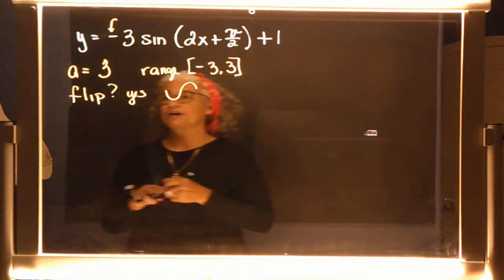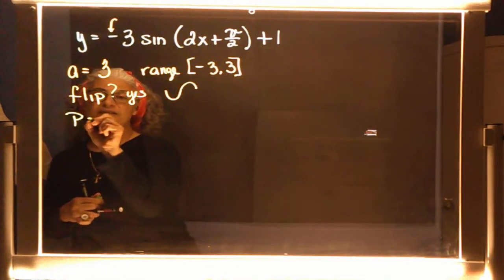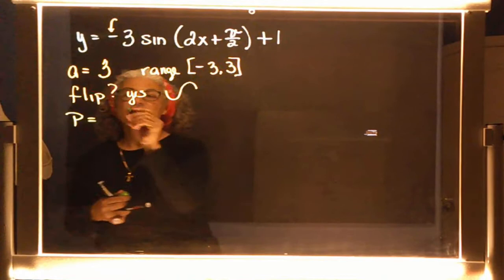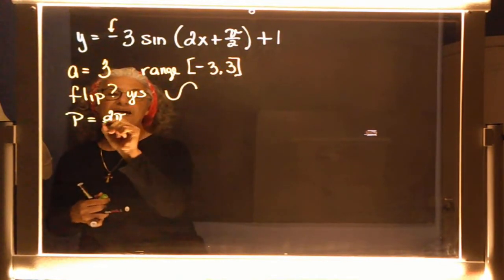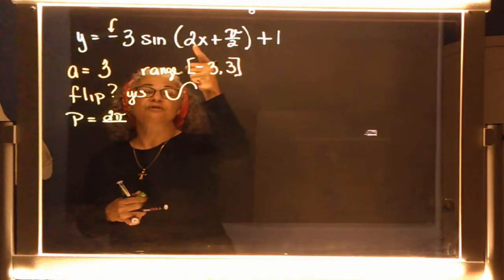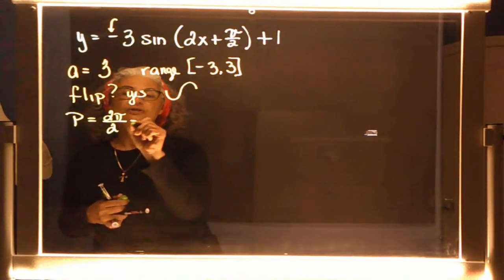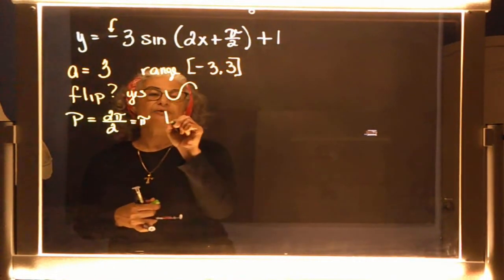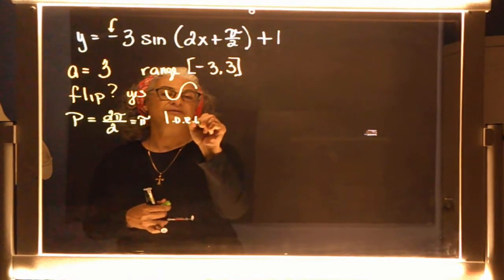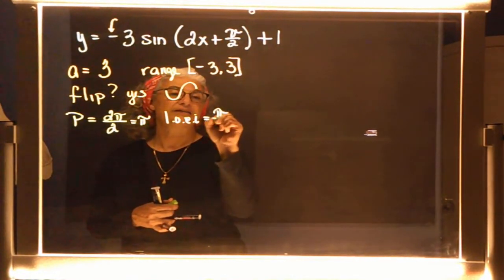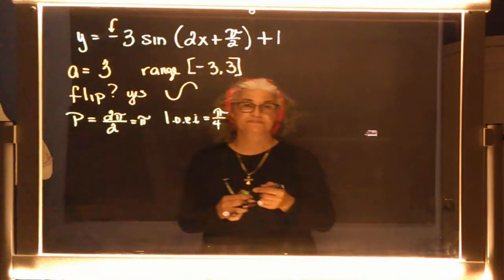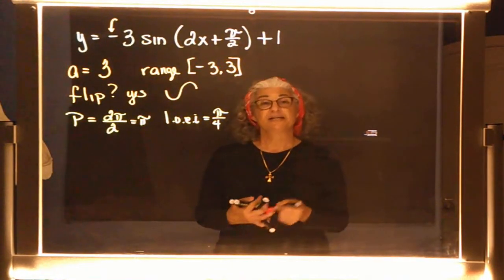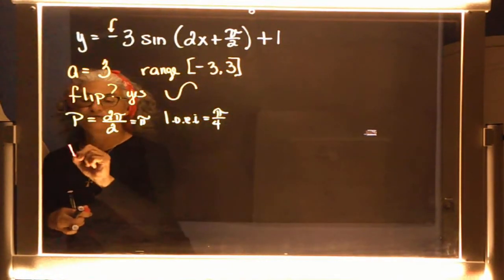Next information is the period. So you're going to take 2 pi and divide it by the coefficient of x, which is 2. So you have a period of pi, right? And the low, you're going to take that pi and divide it by 4, aren't you? Good.